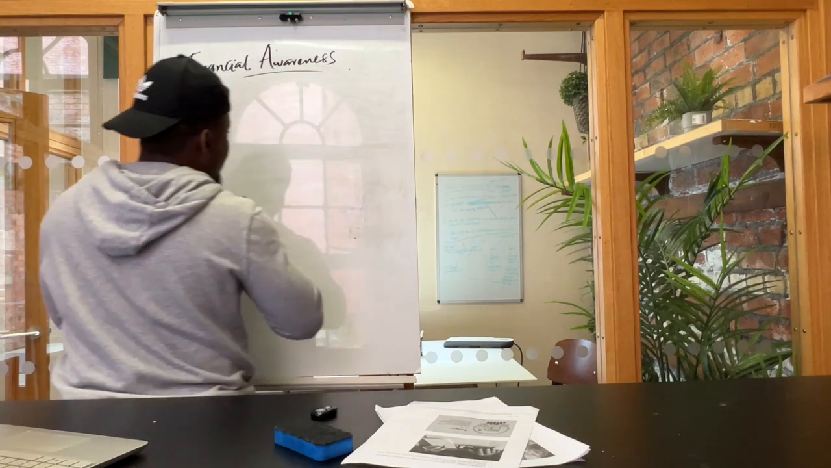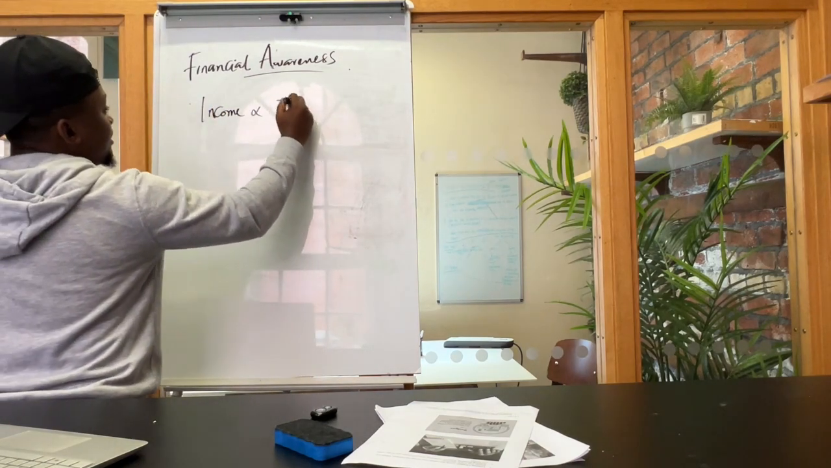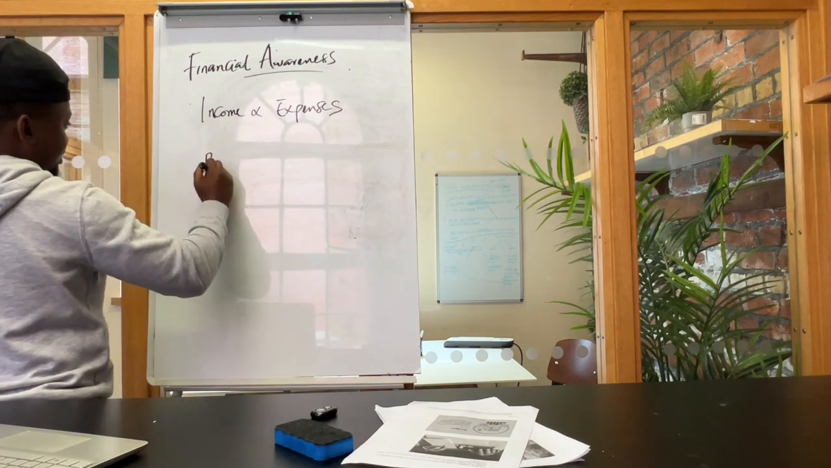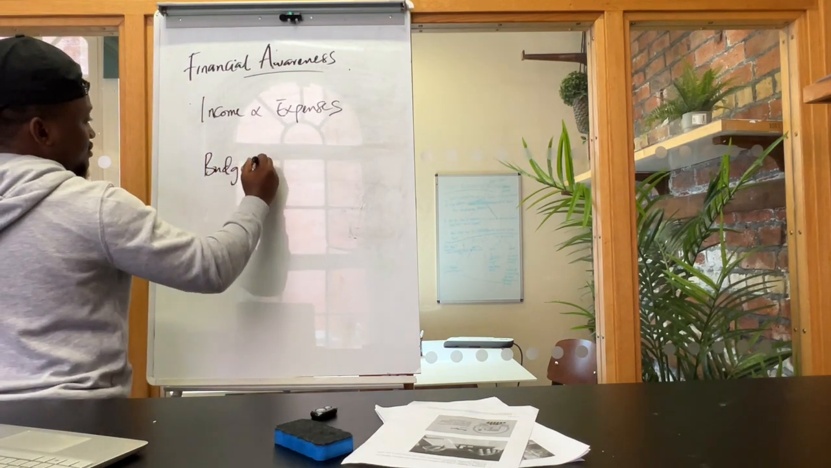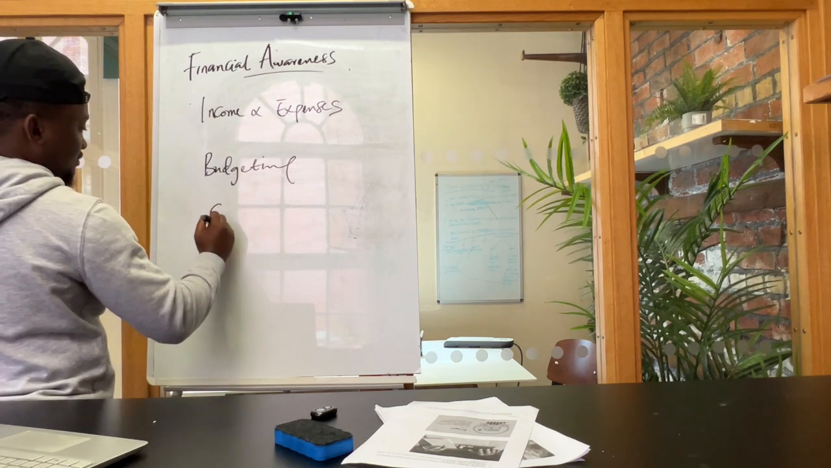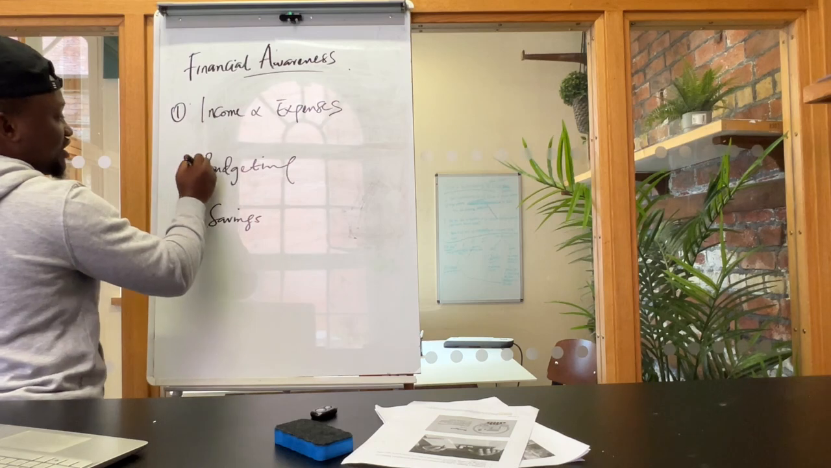The concepts we're going to talk about are income and expenses, and then we're going to talk about budgeting, and then we're going to talk about savings. So I'm just going to write it up now. Income and expenses, budgeting, and savings. Those are the 3 concepts we're going to deal with today.